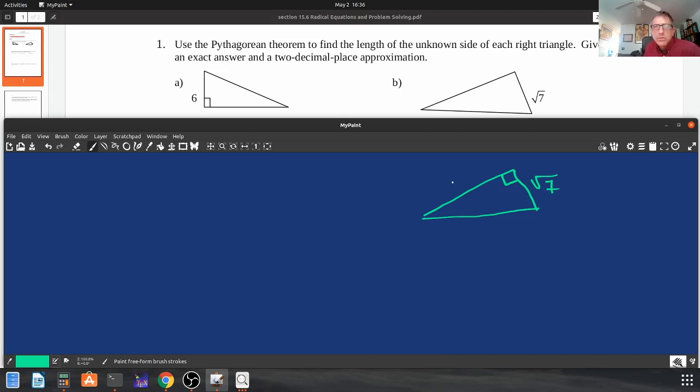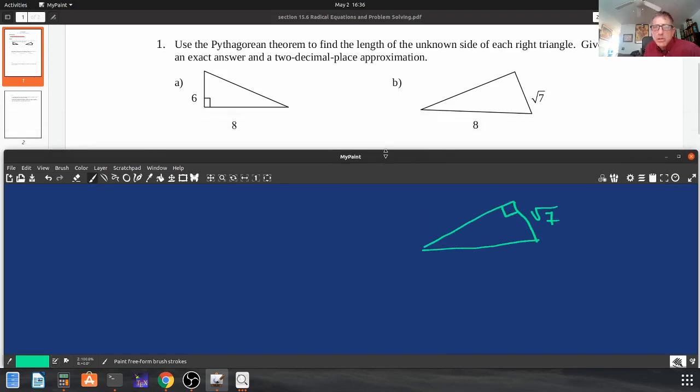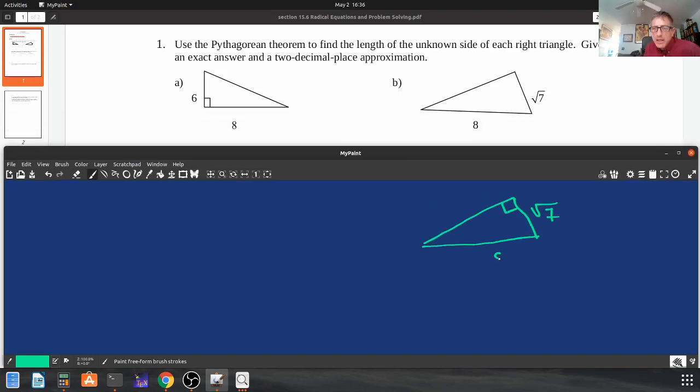And the other side is 8. So this is my hypotenuse, and this is my x here. So here I have x squared. It says give an exact answer to 2 decimal places approximation. We're not doing that because you're not supposed to use calculators. And if we were meeting in class, I would ask you to give me an exact answer.